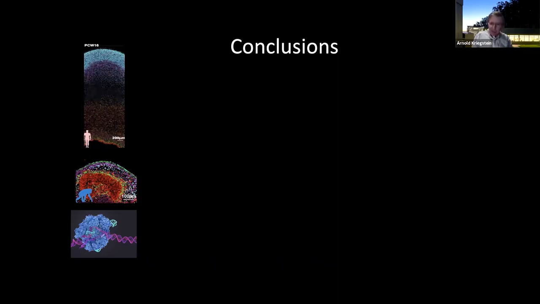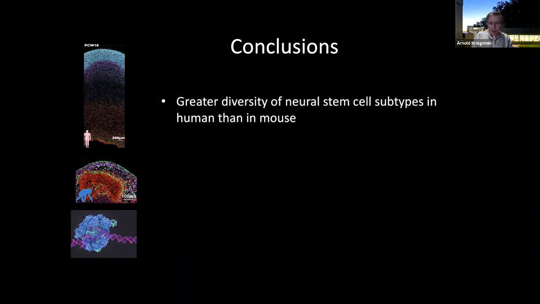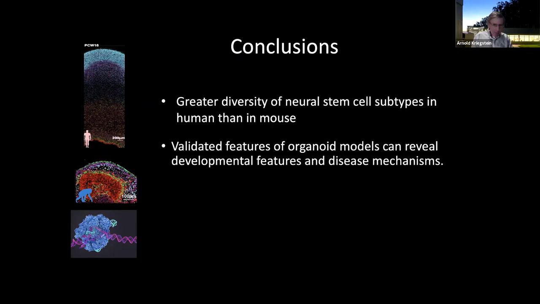And so to the extent that that is a characteristic that's disease-relevant for diseases like autism or tuberous sclerosis, it suggests that this is a disease that may not be modeled, not only not modeled in mouse, but possibly not even modeled in non-human primate. It may require human or human organoid-type platforms to understand. So just to conclude, there's a greater diversity of neural stem cell subtypes in the human developing brain than in the mouse. The validated features of organoid models can reveal developmental features and disease mechanisms in ways that you may not be able to in non-human models.